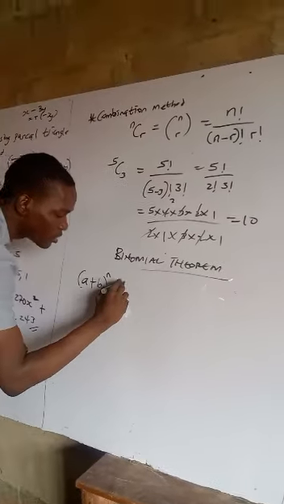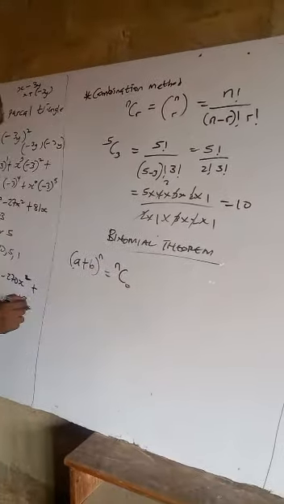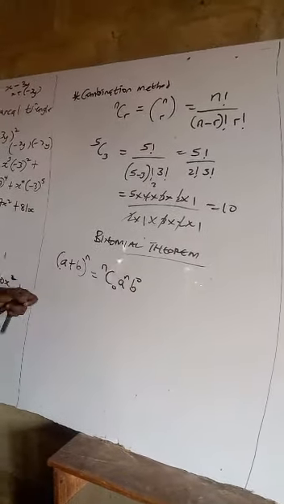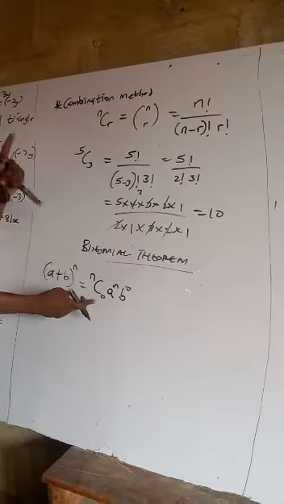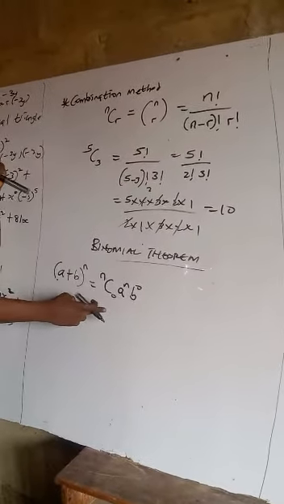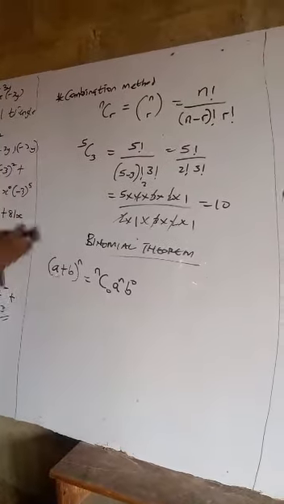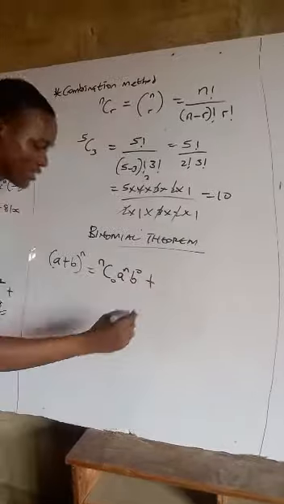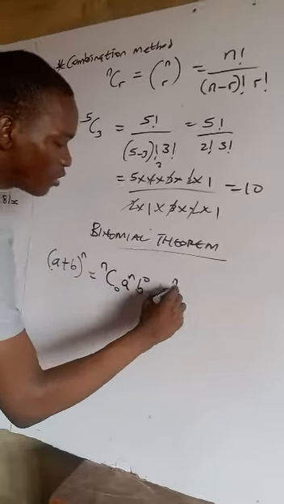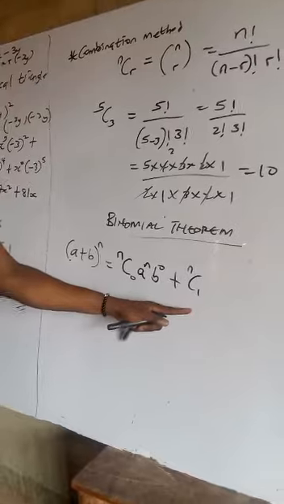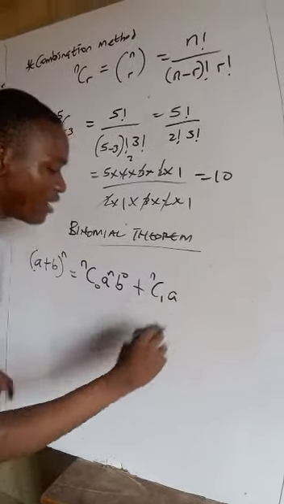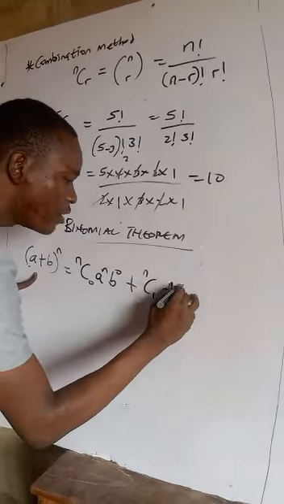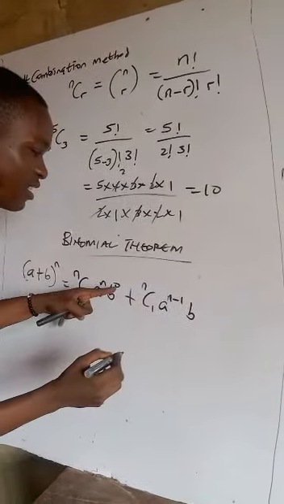The combination method will have what? n combination 0, then a raised to power n, b raised to power 0. 0 means the first term. If you actually solve n combination 0, you get 1. This is now using the combination method. Now plus the next one will be what? n combination 1. That is the second term. That will be a. We said the a will be reducing, which means n minus 1. Then b raised to power 1.